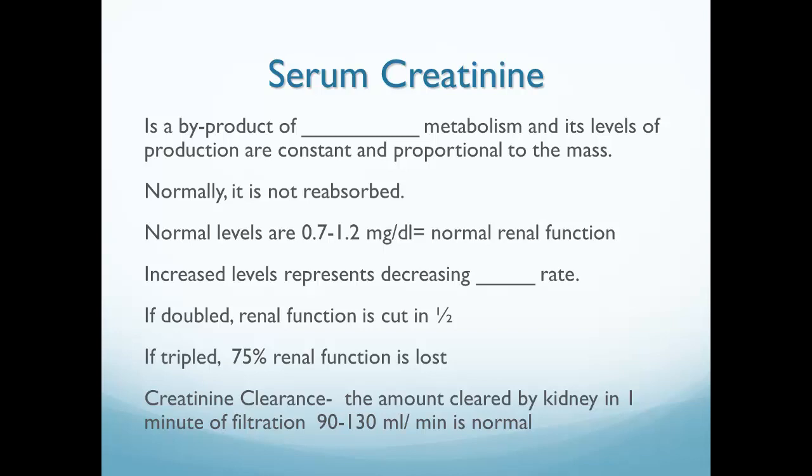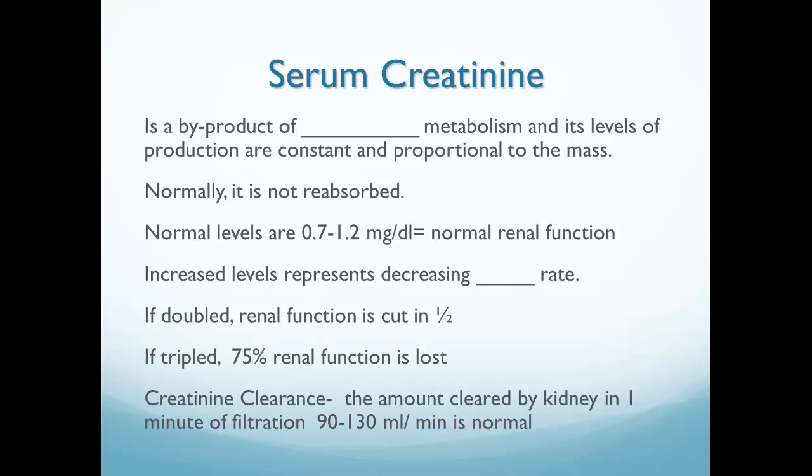Increasing levels represent decreasing glomerular filtration rate. Remember what we talked about just a little while ago, the rate of glomerular filtration is going to control how much stuff gets filtered out. So increasing levels represent decreasing glomerular filtration rate. If doubled, renal function is cut in half. And we're talking about the creatinine. If the creatinine is doubled, the renal function is cut in half. If tripled, if that value is, say, 3.6, then our renal function is down to like 75% of that function being lost. We're talking about somebody here who now has renal failure.